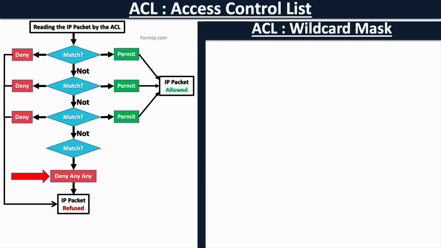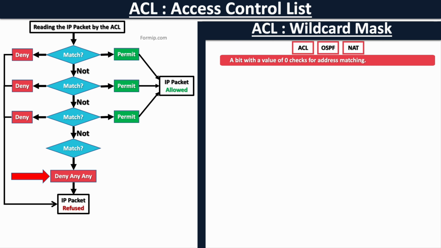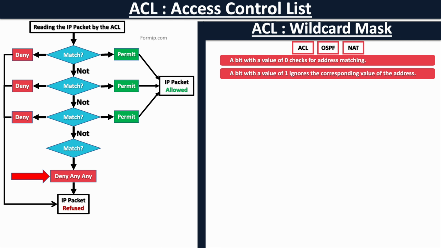To use certain protocols or router features, wildcard masks are sometimes used. This helps identify a subnet or range of IP addresses. The OSPF routing protocol and also NAT use wildcard masks. Wildcard masks are used to identify addresses that do or do not meet certain criteria, i.e., based on an IP range. When applying a wildcard mask, keep in mind that a bit with a value of 0 checks for address matching, and a bit with a value of 1 ignores the corresponding value of the address.